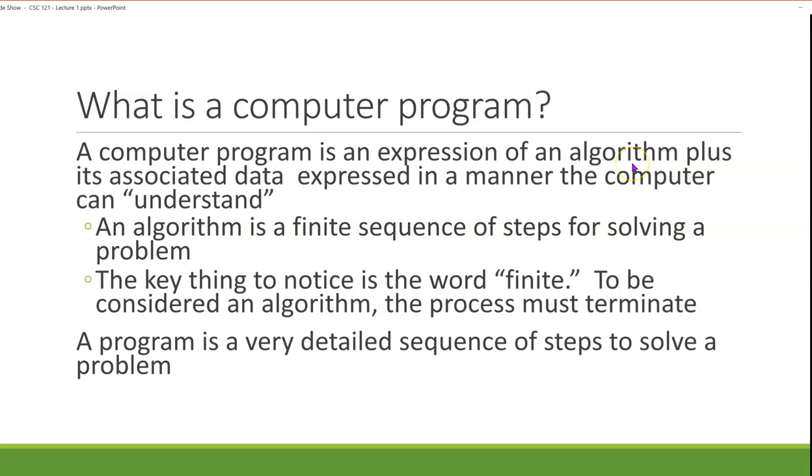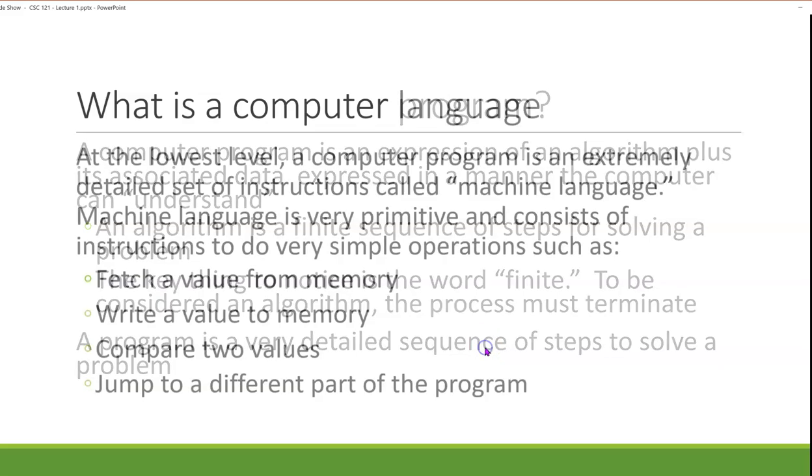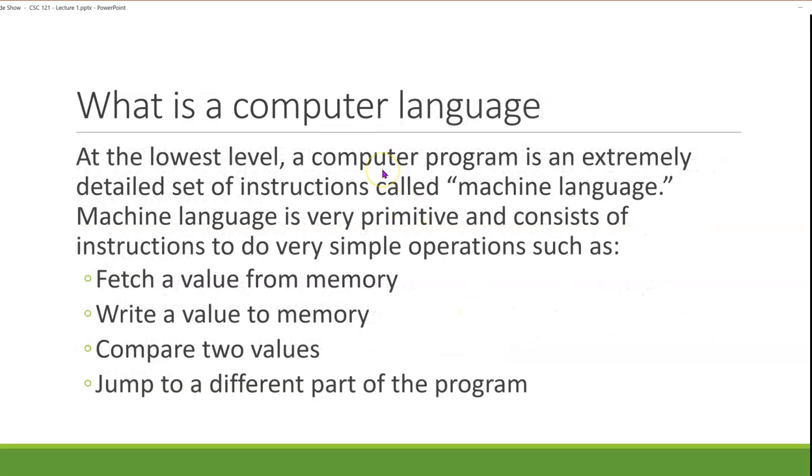What is a computer program then? A computer program is an expression of an algorithm plus its associated data expressed in a manner the computer can, quote-unquote, understand. An algorithm is a finite sequence of steps for solving a problem. It ends. The key thing to notice is the word finite. To be considered an algorithm, the process must terminate. If it's not, it's not technically an algorithm. A program is a very, very detailed sequence of steps to solve a problem. Okay, and these are expressed by people in what's called a programming language.